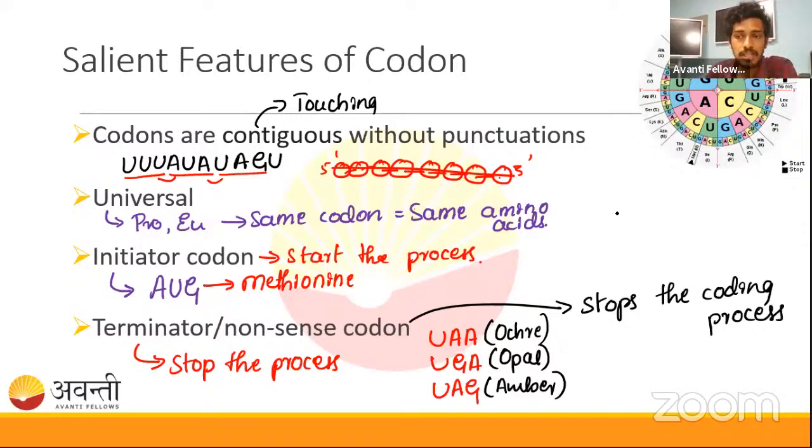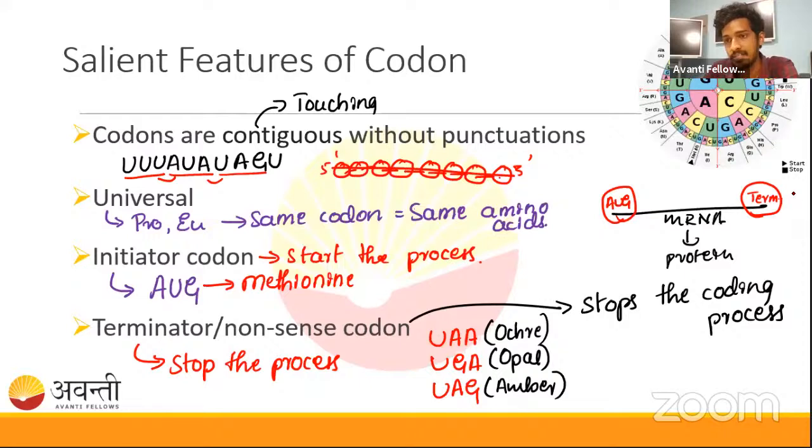So remember, think about the mRNA. From this mRNA, we are getting the protein, and this mRNA to protein process always starts with the AUG, meaning methionine, and it ends where these terminator codons are present. So this is the second rule.